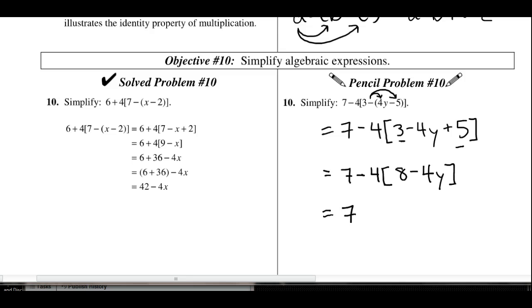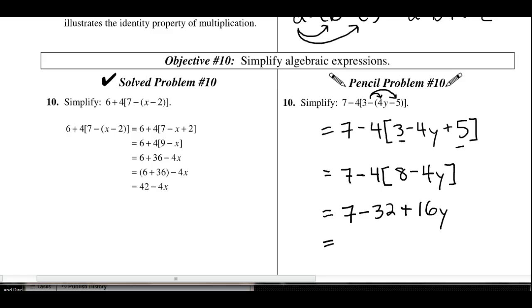So it's up to us to use the distributive law again. So we have the 7, negative 4 times negative 8 gives us minus 32. And negative 4 times negative 4y gives us positive 16y. So it's important to remember that we're distributing the whole negative 4. We're not just distributing 4. This negative is attached to that number when we distribute. So one of the most common mistakes you can make here is to forget about that negative sign.